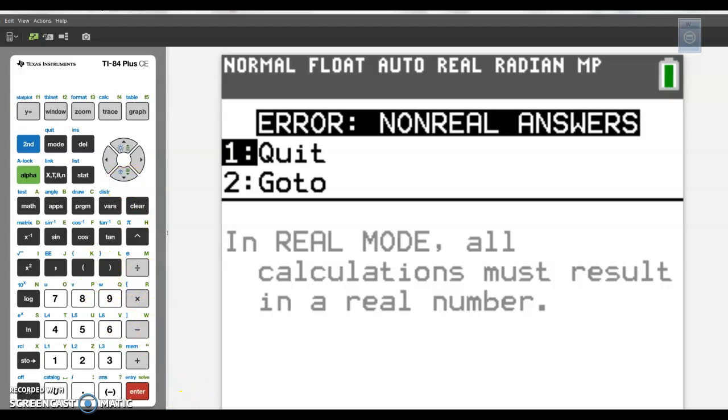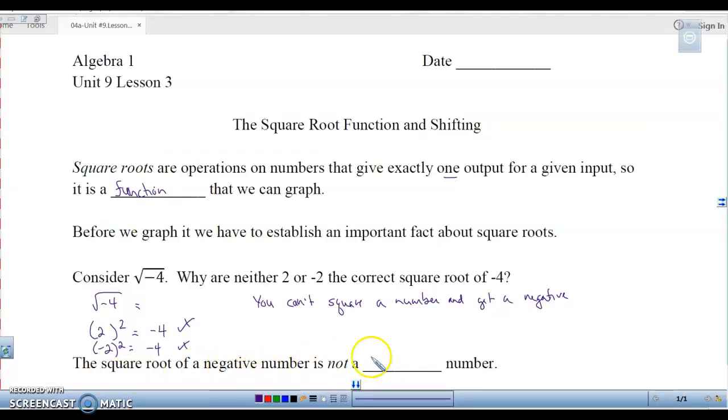Okay, so that tells us the square root of a negative number is not a real number. You can't take the square root of a negative number and get a real answer. It's called an imaginary number.